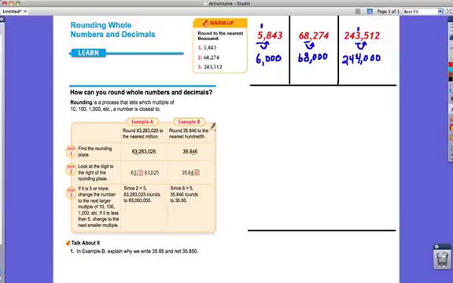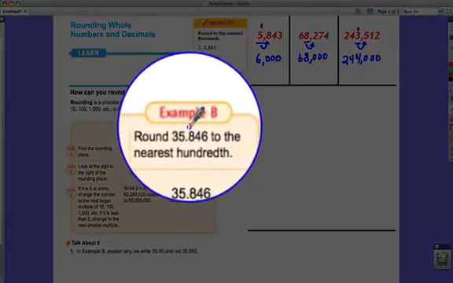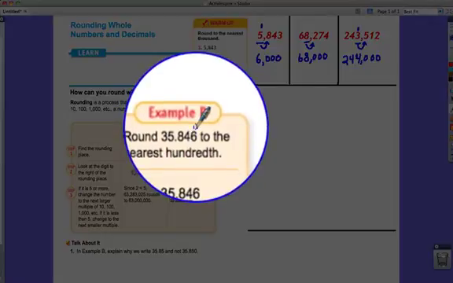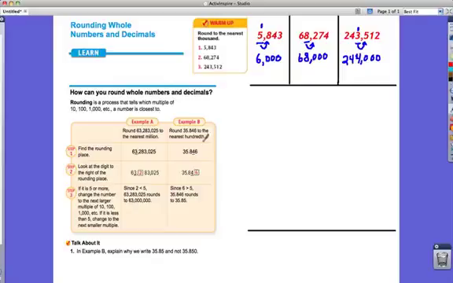Now in example B, they're rounding a decimal. Take a look at this. It's 35 and 846 thousandths. Now they want you to round this to the nearest hundredth. Now if you recall in the previous lesson, this is the tenths place. This is the hundredths place. So they have underlined the hundredths place.